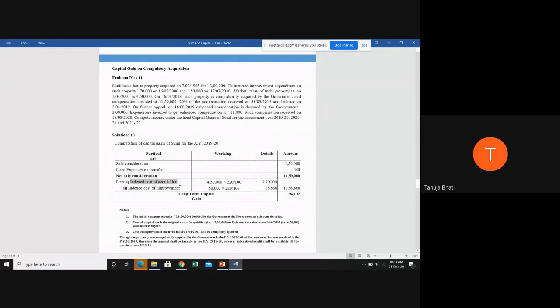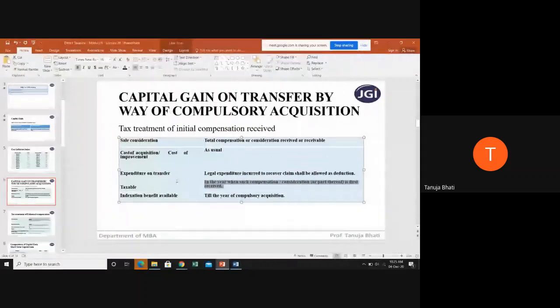How do we do the indexed cost of acquisition? First you take the cost of acquisition, which we know is 4,50,000, into the indexation factor. Now, indexation benefit in case of compulsory acquisition is available only up to the date of compulsory acquisition. So only up to 2013 you will get the indexation benefit, because as per the provisions, indexation benefit is available only till the year of compulsory acquisition and not till the year of receiving the compensation.